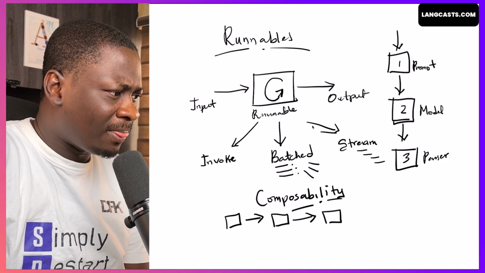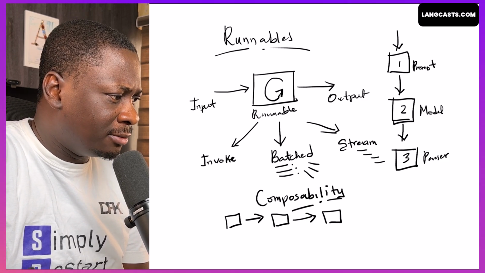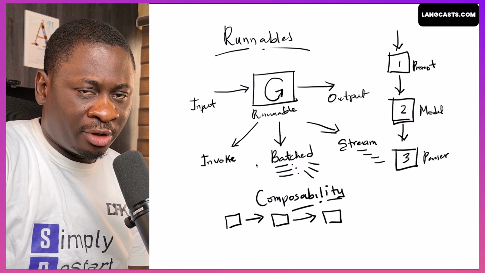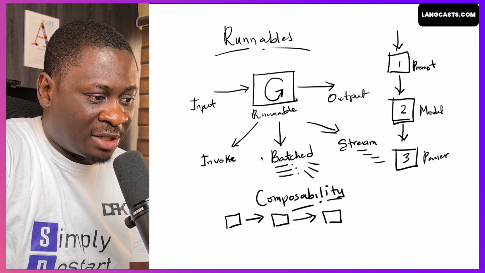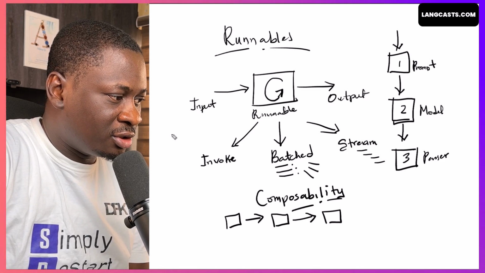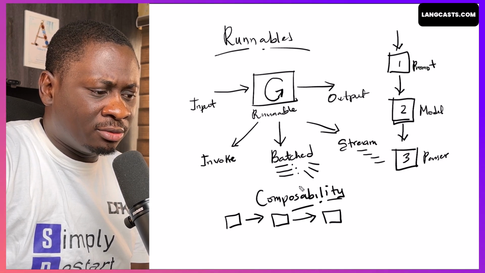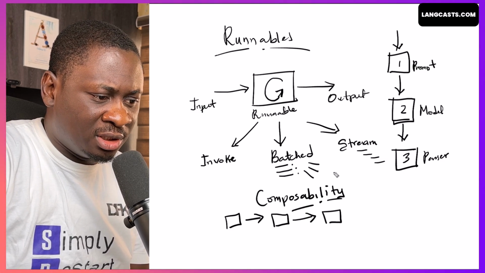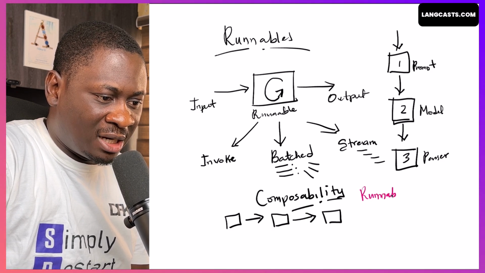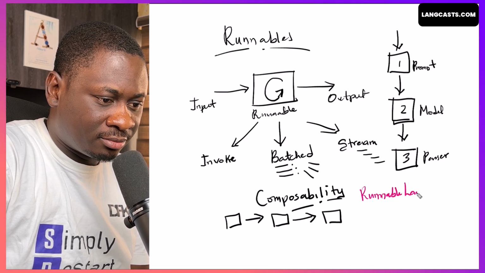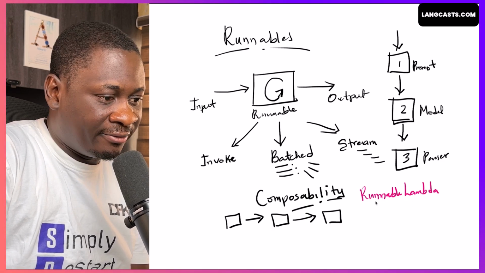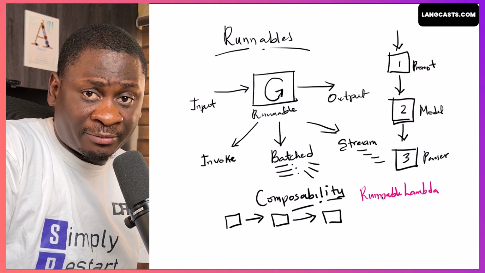One thing you can also do with runnables is convert a function. You can convert a Python function to a runnable. Let me pick a different color to illustrate this. For example, using the RunnableLambda class. Don't worry, we're going to see it in the demos. Using the RunnableLambda class, you can convert a pure Python function to a runnable.